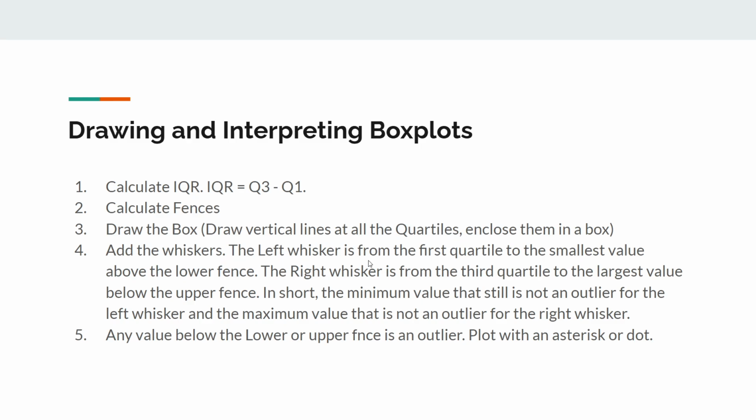As for the whiskers, the left whisker is from the first quartile to the smallest value above the lower fence, and I'll show that later. The right whisker is from the third quartile to the largest value below the upper fence. In short, it goes to the minimum value that is still not an outlier for the left whisker and the maximum value that is not an outlier for the right whisker. Any value beyond the lower or upper fence is an outlier.